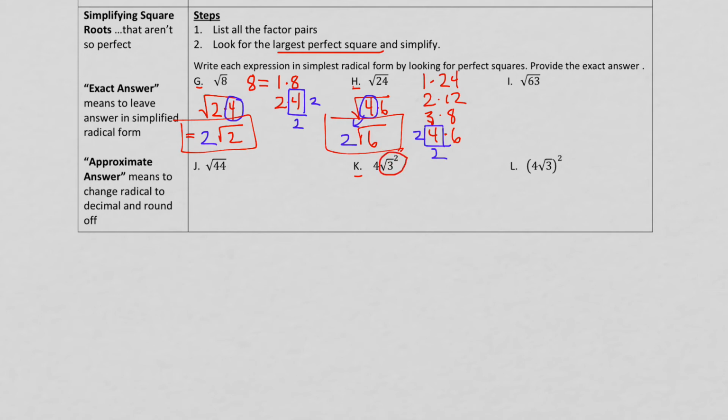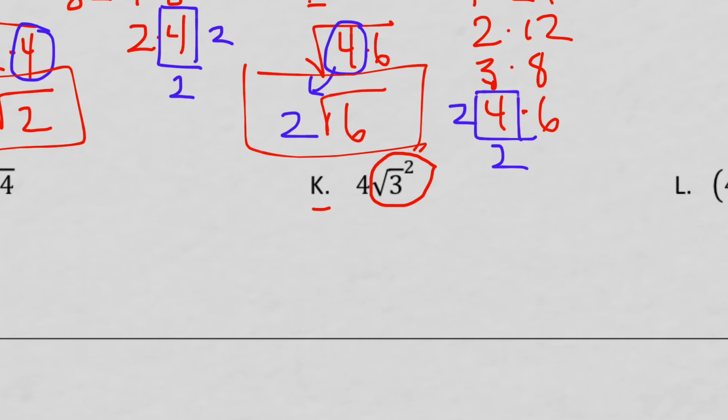But we learned above that a square and square root are opposites. So whenever you have a square and a square root, they're going to cancel each other out, those two symbols. So in this case, this square and this square root will cancel each other out. Now the 3 is still there. So what I end up getting is 4 times 3. And then once I do that, I get 12. And that's the answer to example K.